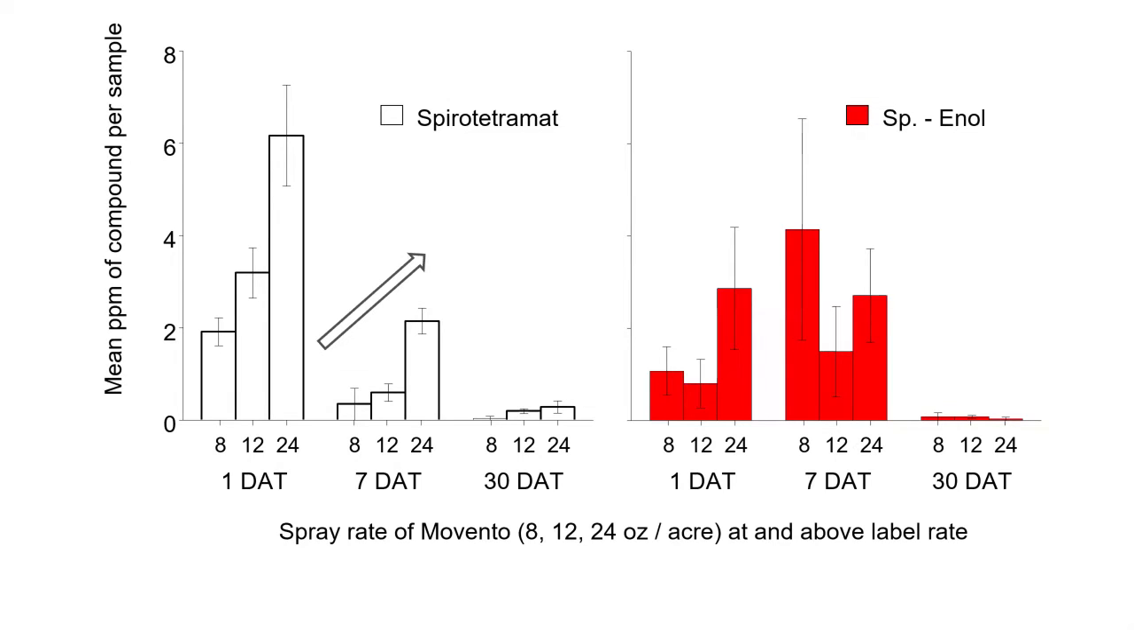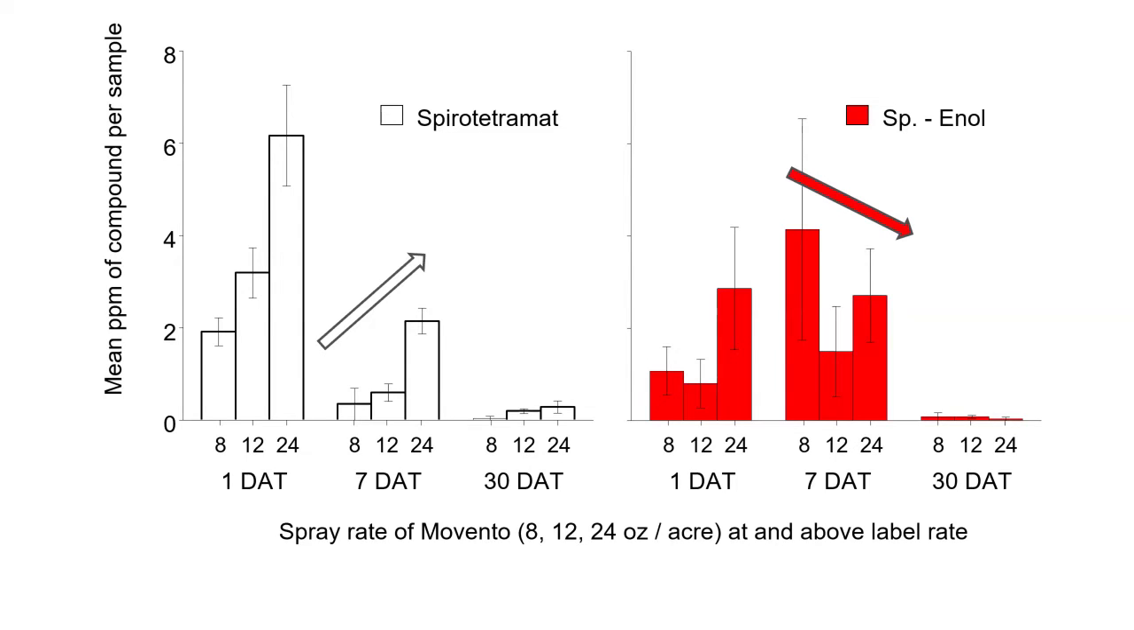Everything looks great. Look at the amount of enol in this same vineyard. 8 ounces to 24 ounces 1 day after spray. It sort of looks right, but the 12 ounces seem to be a little bit less. At 7 days, we actually had more, because probably it all had not metabolized into the leaves yet. But at 8 ounces, it was higher than at 12 or 24 ounces. And most everything was disappearing by 30 days. So it didn't quite fit the mold. I say this because I've seen different sprays of Movento react differently in different vineyards.